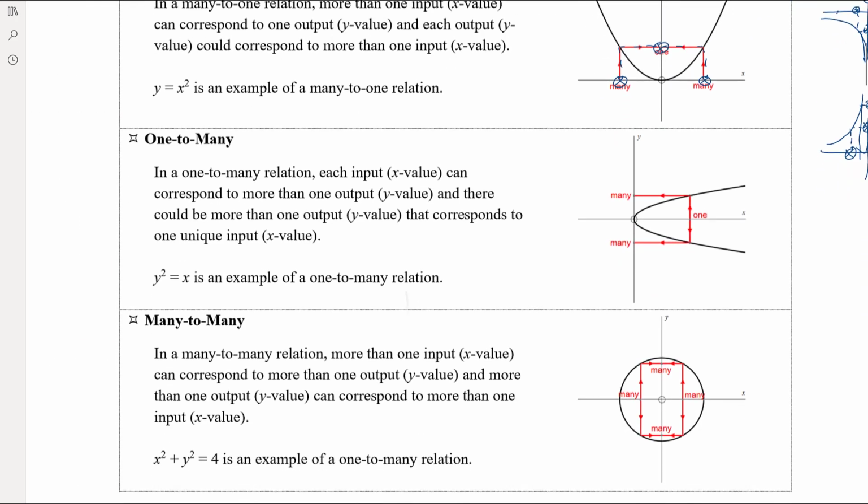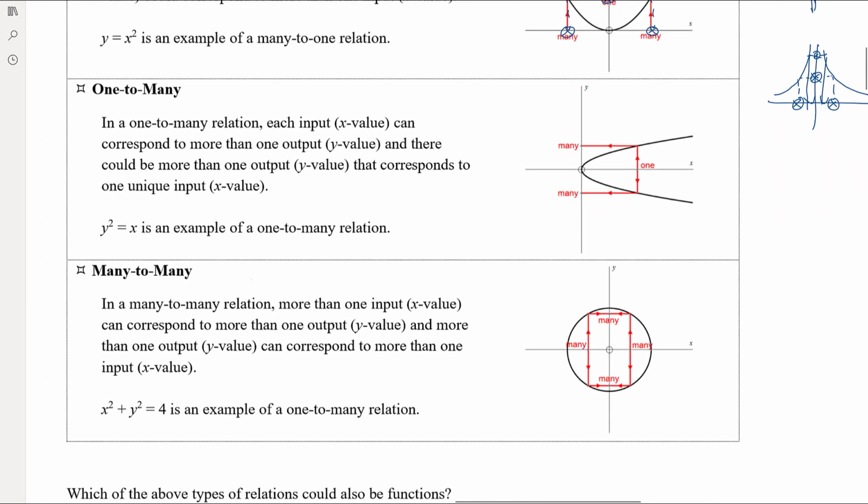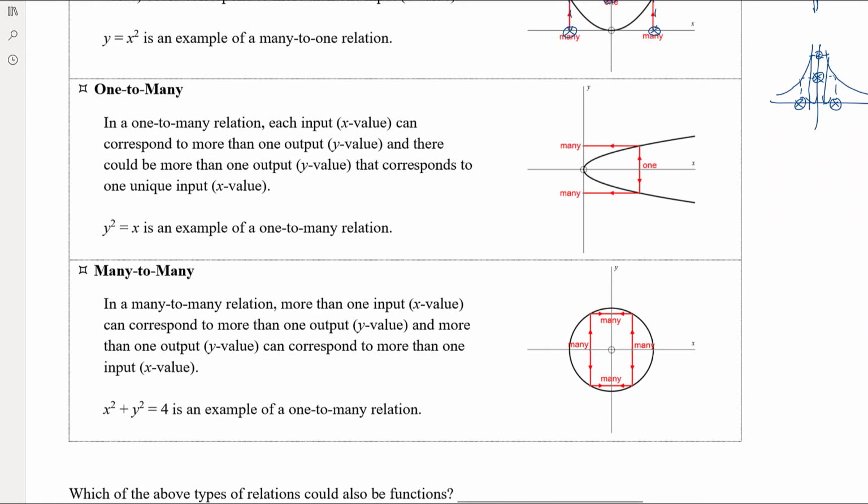Right, then we have one-to-many. In a one-to-many relation, any one x value, one input value, could produce more than one y value. So for example, this is a function we haven't really looked at, but this would be the positive square root of x, and this would be the negative square root of x. If we put those together, we've got y equals positive or negative square root of x, which means that y squared is equal to x. So this is the rule, and that's the full sideways parabola, not just half the sideways parabola.